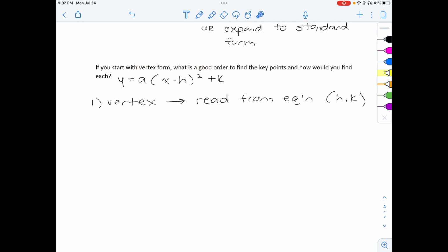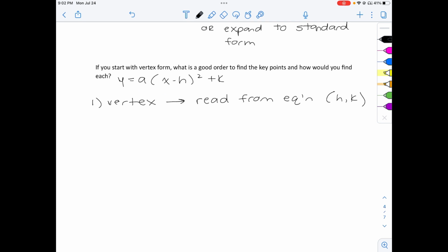Okay, so I know we just learned those two new skills and it's great to want to practice them, but don't make your life more difficult. Work smarter, not harder. Please do not go from vertex form, expand to standard, and then complete the square to get your vertex because that's just a waste of everybody's time. Okay, read it from the equation, h and k.